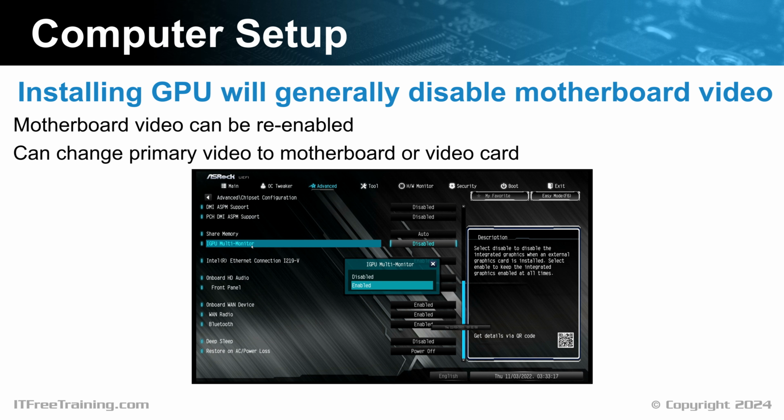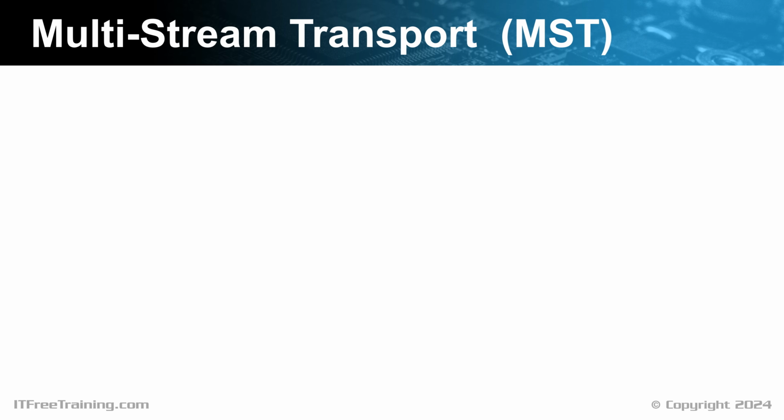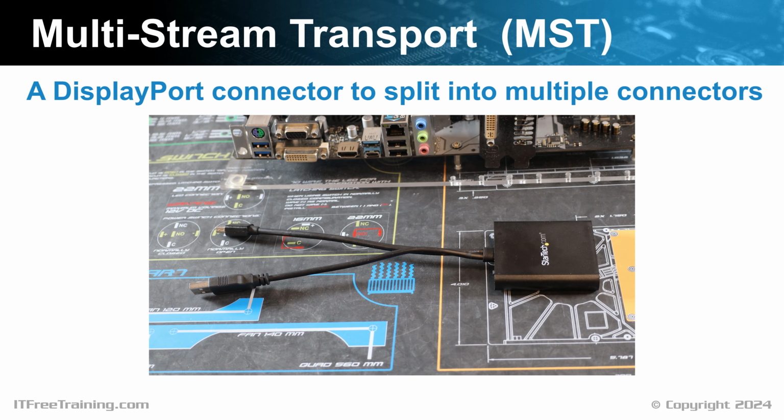Using your motherboard's video card is a great way to have a second monitor where it does not need to be too powerful. Now let's have a look at how to set up MST, which allows two monitors to be run on the same cable. Multi-Stream Transport, or MST, is essentially a DisplayPort connector that can be split into multiple connectors. It is a DisplayPort feature and is not available in HDMI.